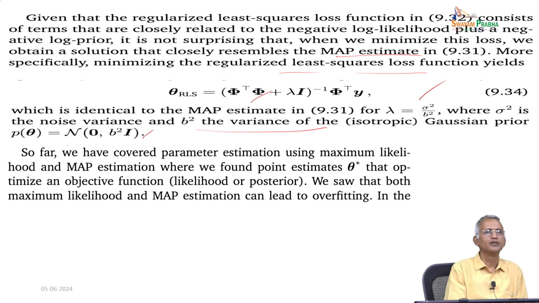So, we have covered parameter estimation using maximum likelihood and MAP estimation, where we found a point estimate theta star that optimizes an objective function. We saw that both maximum likelihood and MAP estimation can lead to overfitting.